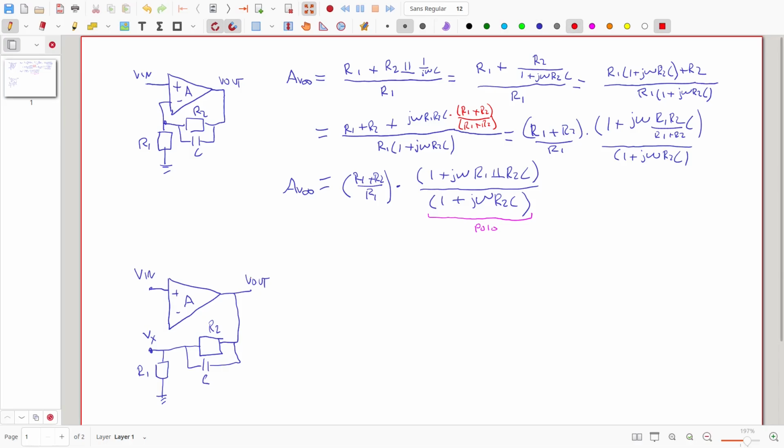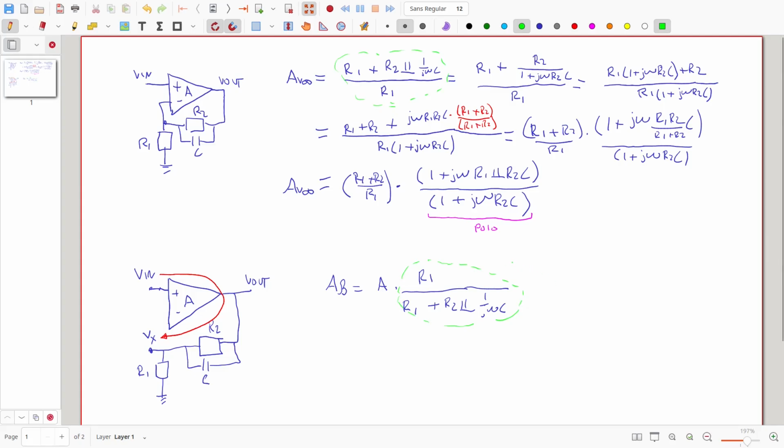So the total loop gain, I can calculate the total loop gain Aβ if I calculate this transfer function in this direction. Okay, so this transfer function Aβ will be equal to A, that is the transfer function from the input to the output, and then we have a voltage divider here, times R1 divided by R1 plus R2, that is in parallel to 1 over jωC. Okay, now I'm not going to do this again. If you see, this part looks exactly the same as this part, but it is inverted. They are exactly the same but inverted.